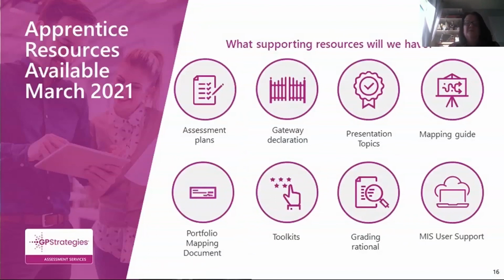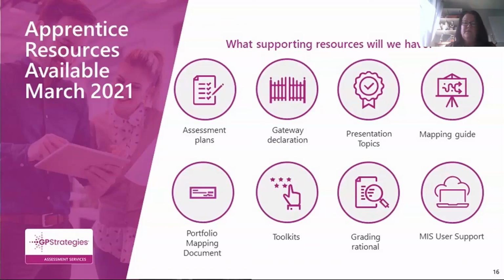These are resources that we'll have available. Assessment plans: they've got to be the Bibles, copies given at the start of their apprenticeship journey, so they really do understand how the assessment plan fits into what they're doing. GPSAS have sector or standard specific gateway declarations and checklists. So again, it's very clear what is needed at that gateway. So when you're having your gateway meeting with the employer and the apprentice, again, it's clear what's needed.